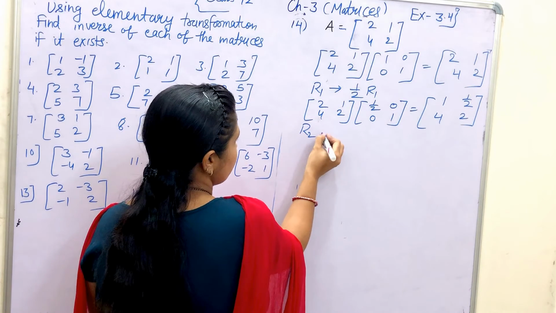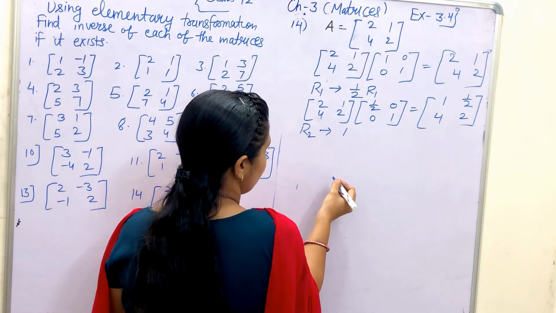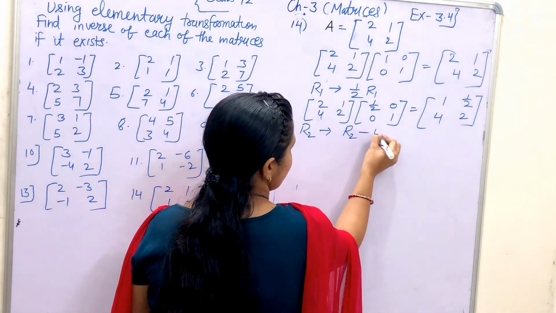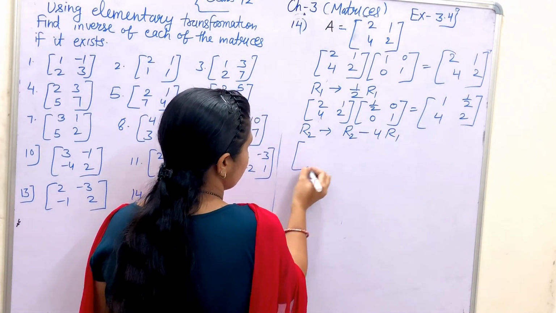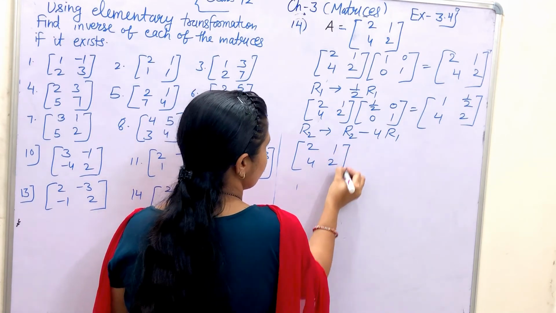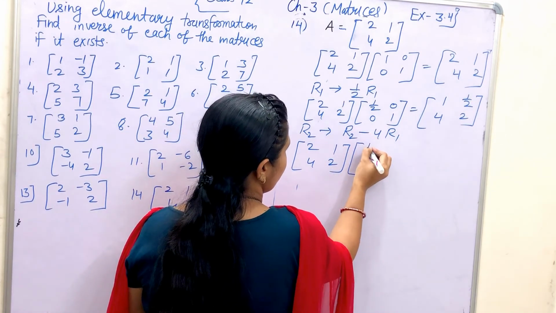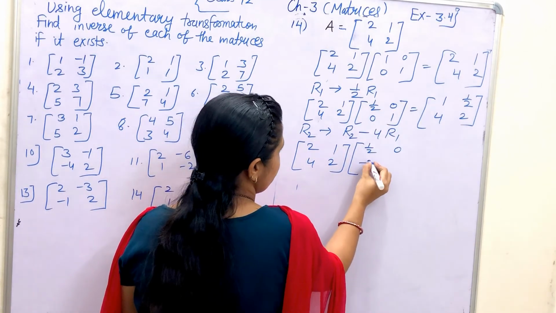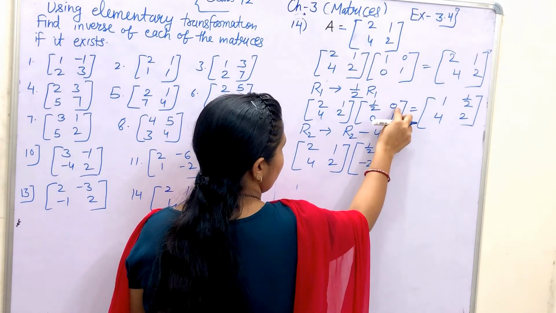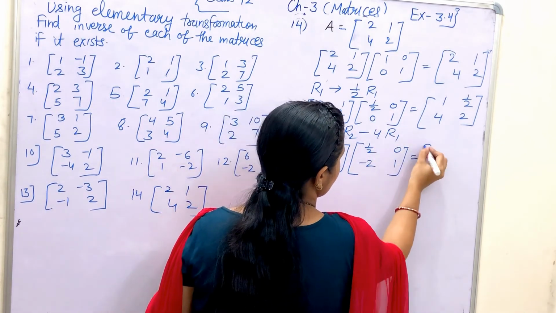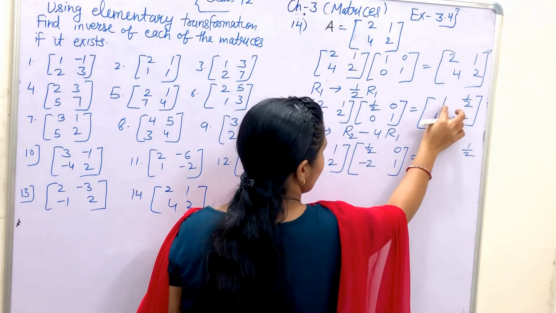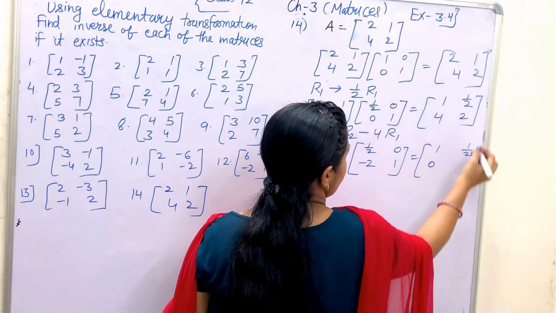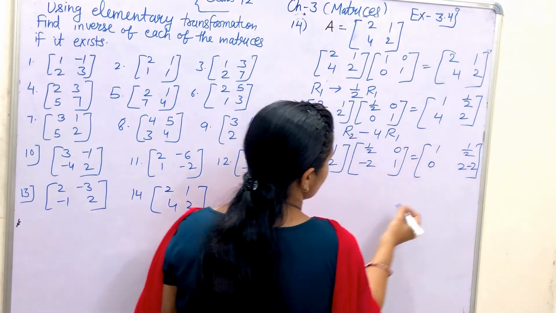Now multiplying R1 by 4 and subtracting it from R2, R2 minus 4 R1. 4 minus 4, that is 0. 2 minus 4 by 2, that is 2 minus 2, 0. On the right, 0 minus 2, that is minus 2, and 1 minus 0, that is 1.